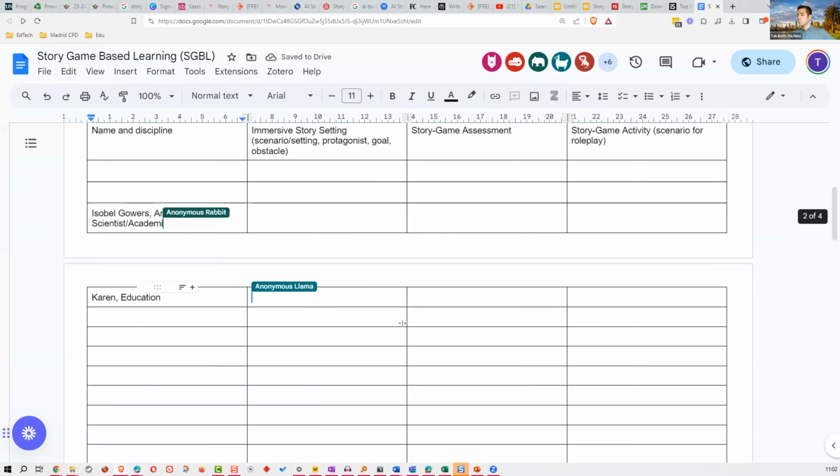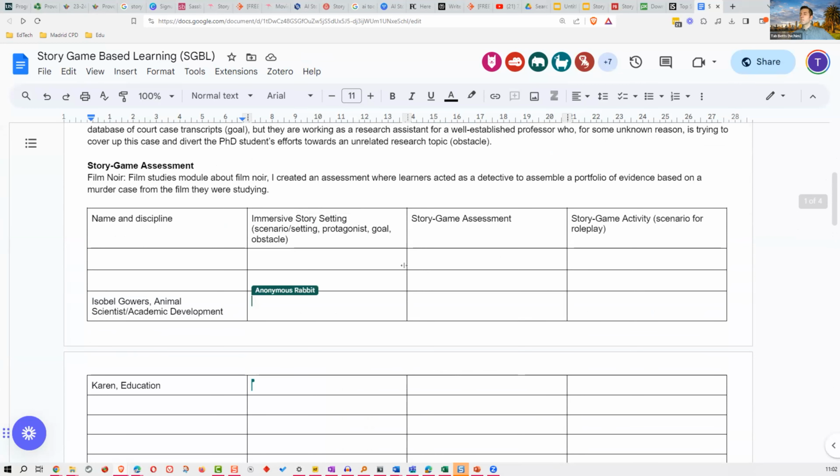I can already see a couple of people have come in and started thinking about this. And again, it might be helpful to think of a genre. In your discipline, you might not have a setting like a film noir, but you might have something that could link, for example, to a sci-fi story or a romance story or some other kind of genre. And then think about how you can link learning outcomes to some goals that the characters in the story might have.